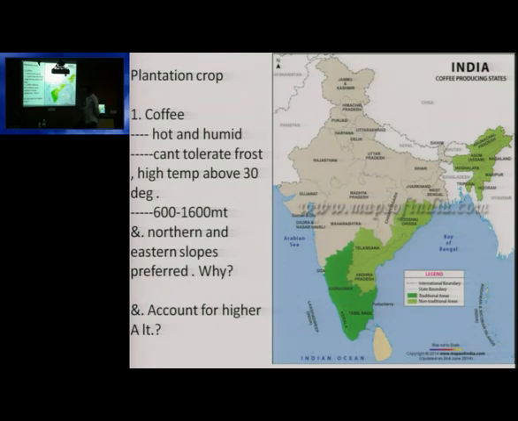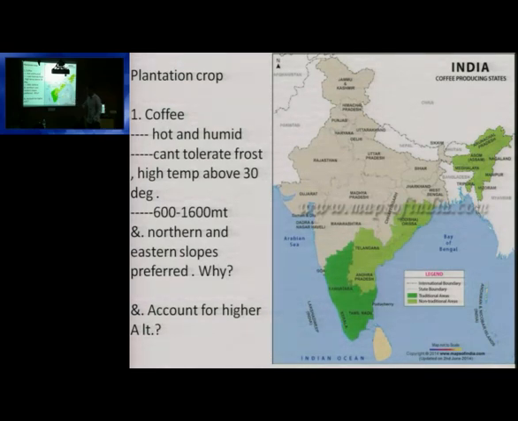Account for higher altitude. Why higher altitude? Because of the same thing, it cannot tolerate high temperature above 30. So they go higher up. Say for example, there are two regions, they would prefer the higher one because they need to remain below 30 degrees centigrade. And this area was the first one to grow coffee in India, but it has extended to this area, the entire northeast, and Orissa, Telangana and Andhra. If you just see, these regions are populated by a significant amount of tribal populations.